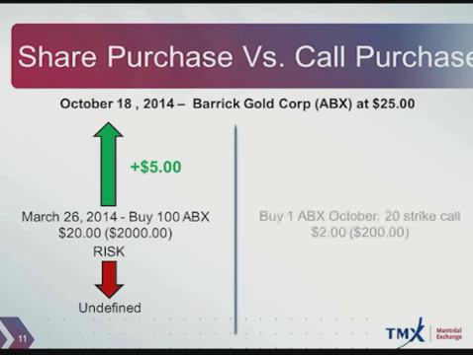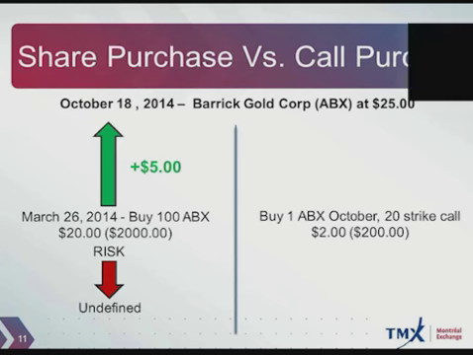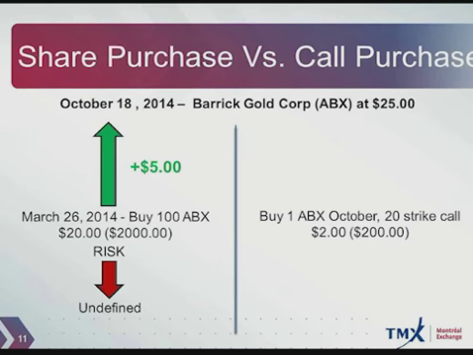Now, we could take that same outlook on the stock, and instead of buying those 100 shares and putting up $2,000, we could buy one October 20 strike call option and pay $2 per share. Now, remember, we talked about the multiplier. The multiplier is going to be 100. So we multiply $2 times 100, and the cost of that option is going to be $200.